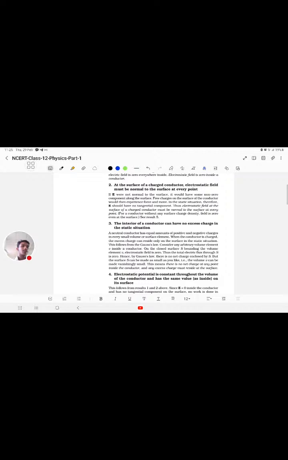There is no net charge enclosed by S, but the surface S can be made as small as we like.